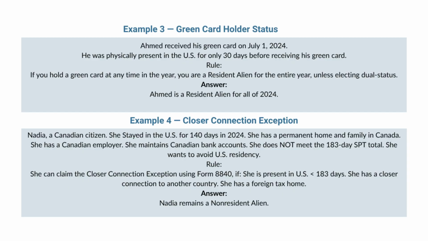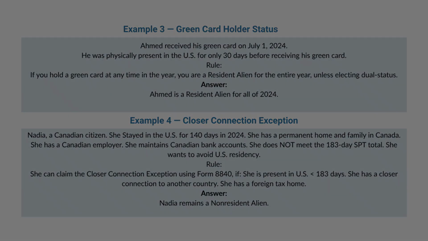Nadia, a Canadian citizen. She stayed in the US for 140 days in 2024. She has a permanent home and family in Canada. She has a Canadian employer. She maintains Canadian bank accounts. She does not meet the 183-day SPT total. She wants to avoid US residency. She can claim the closer connection exception using Form 8840 if she is present in the US fewer than 183 days. She has a closer connection to another country. She has a foreign tax home. Nadia remains a non-resident alien.